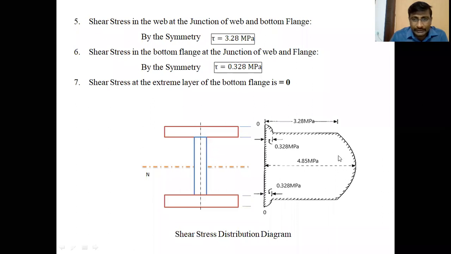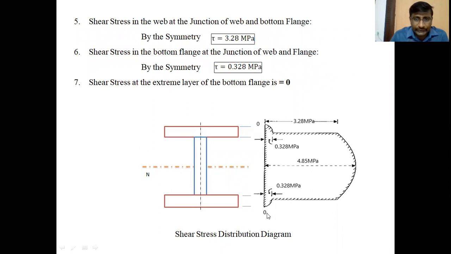Clear, students? This is the shape of the shear stress distribution across the I section. I hope you are understanding. Practice once again. For the I section, it is the bigger problem, the shear stress distribution problem. After calculating the values at different locations of the I section, we should draw the shear stress distribution diagram like this. The shape of the shear stress distribution diagram for the I section is like this.